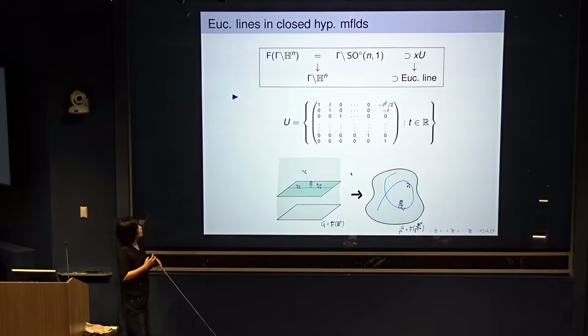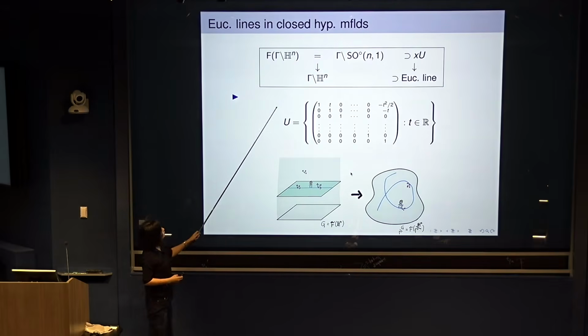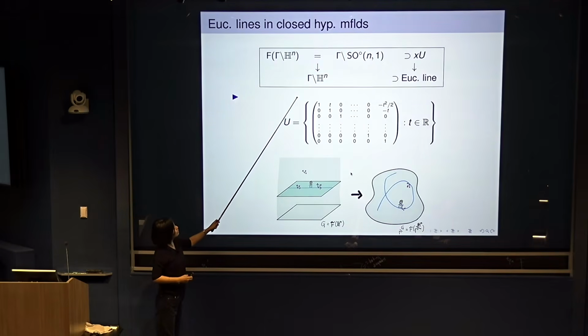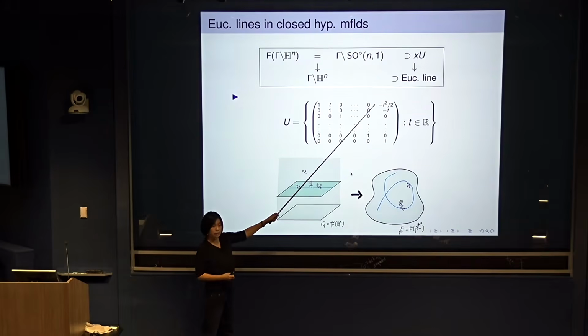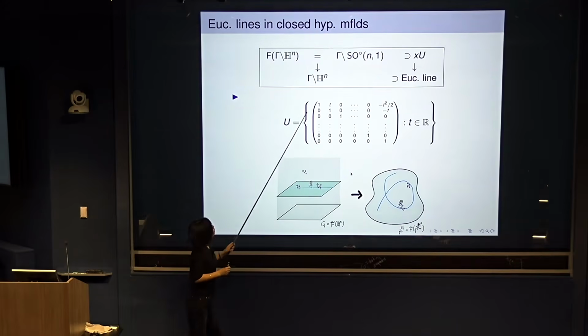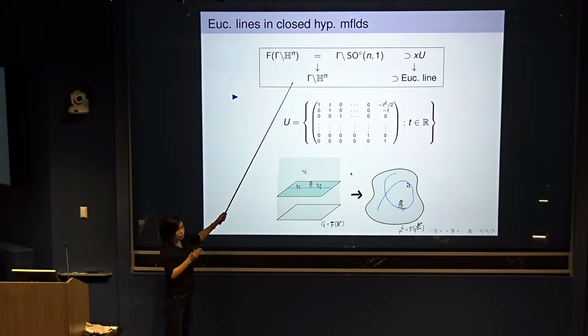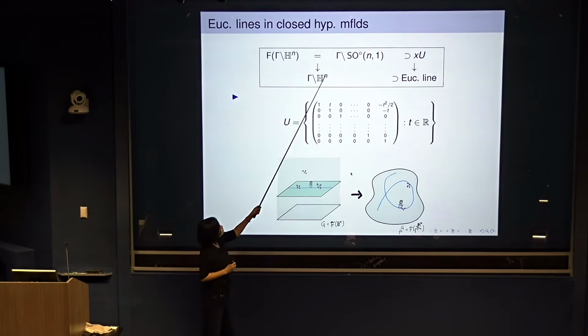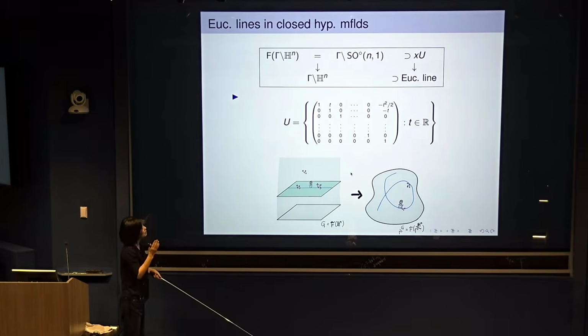Okay, so now let's go back to our closed hyperbolic n-manifold. How does Ratner's theorem apply to our setting? Remember, I had this closed hyperbolic n-manifold H^n mod gamma, and we are interested in the closure of the Euclidean line. This time, we're not only going to the unit tangent bundle, but all the way up to the frame bundle, because the quotient of the isometry group is SO(n,1) mod gamma. So this is the frame bundle, not only the unit tangent bundle.